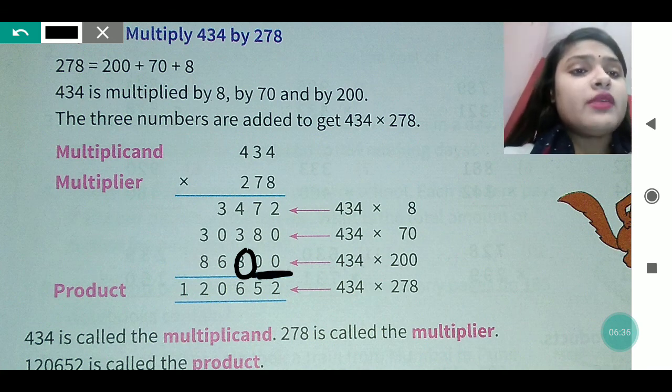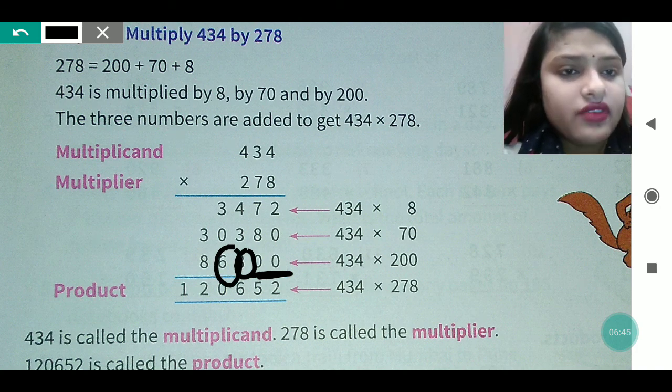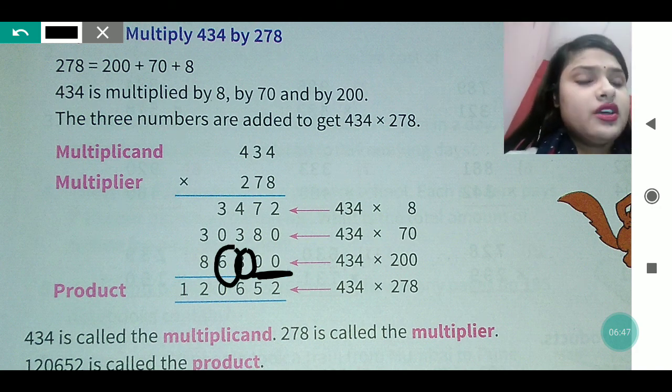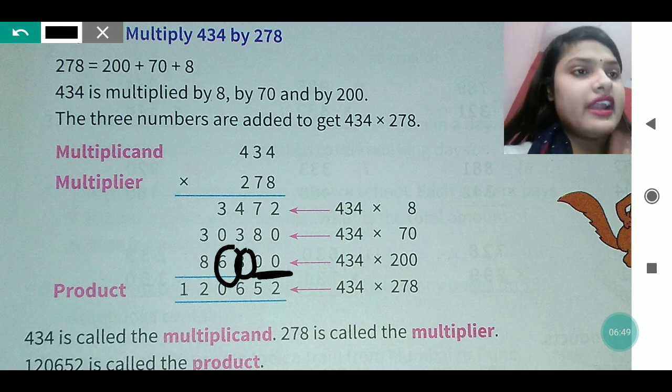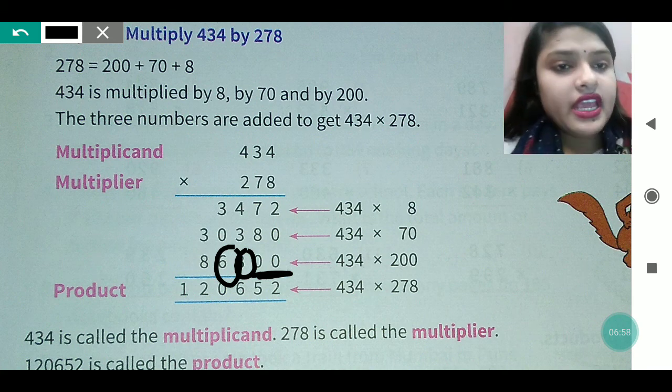Now after 8 we will multiply with 3. So 3 twos are 6, and 2 threes are also 6, and no carry number was there, so 6 we will write. Now again 2 fours are. Okay, so last time we have read the table of 2 4 times. This time we will read the table of 4 2 times. 4 ones are 4, 4 twos are 8, so 8 we will write.